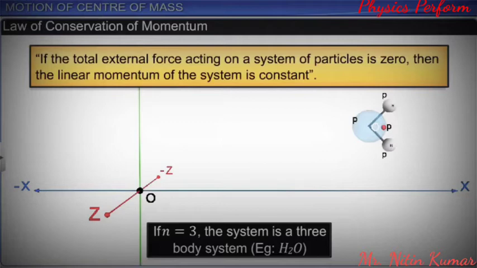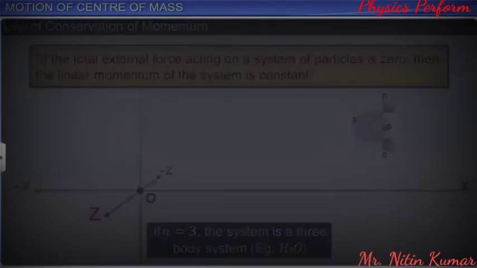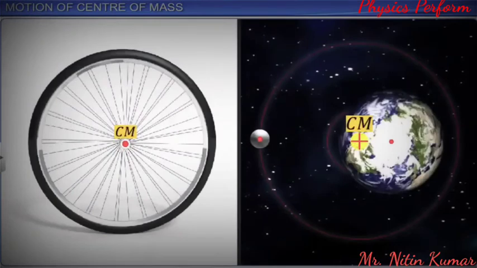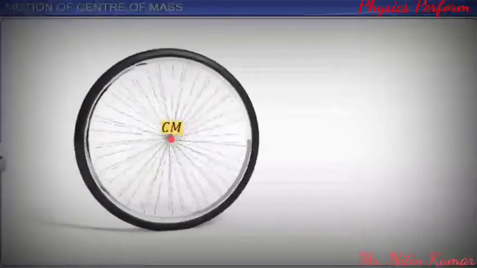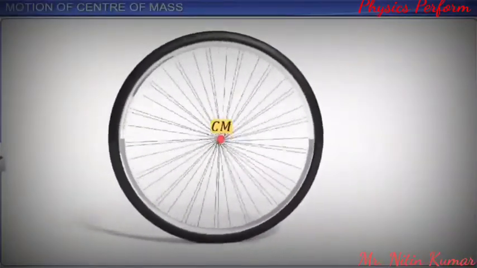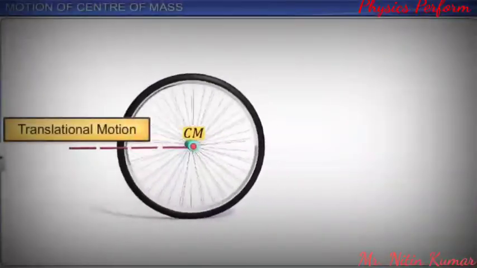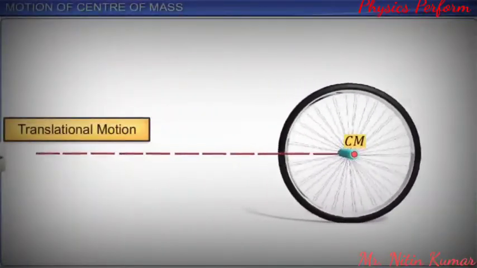A rigid body may have both translational and rotational motion. In such cases, it is usually convenient to work with a reference frame that is attached to the center of mass of the system of particles. The motion of a rolling wheel can be considered as translational motion of the center of mass and rotational motion of all other particles about an axis passing through the center of mass.